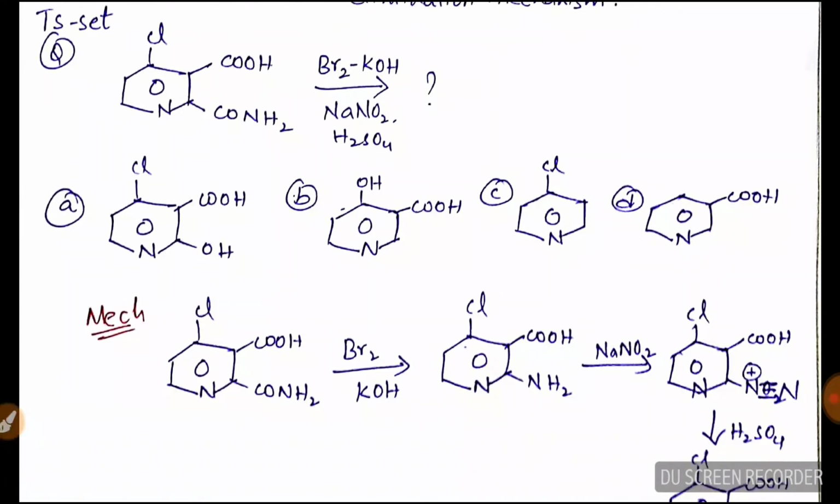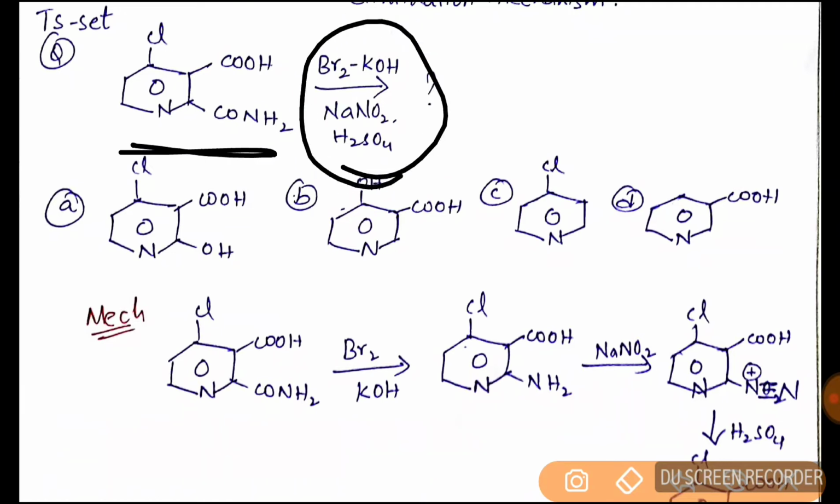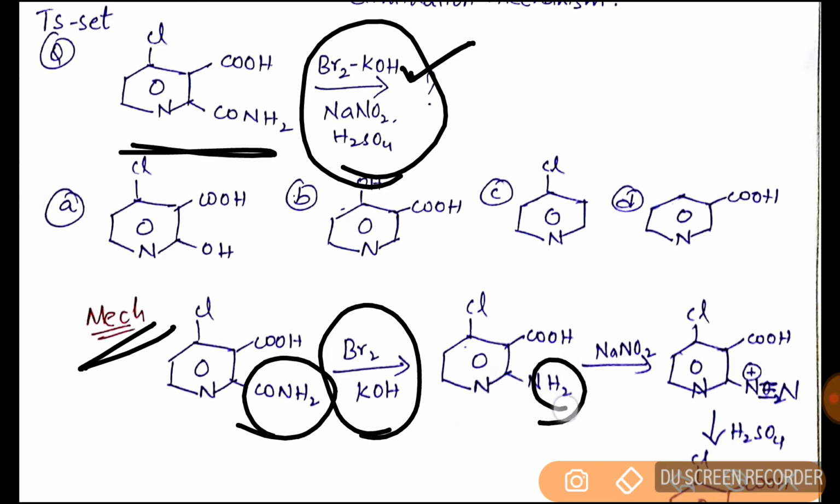And coming to another question, this is a TS set question, guys. They just gave this compound and these reagents. Firstly, instead of bromine and sodium hydroxide, they gave bromine and potassium hydroxide. As potassium and sodium come under the same group, it doesn't matter, guys. So this potassium hydroxide is also used as a Hofmann reagent. Okay, coming to the mechanism, in this mechanism I have used these reagents to convert this amide into an amine. So this is a Hofmann rearrangement.